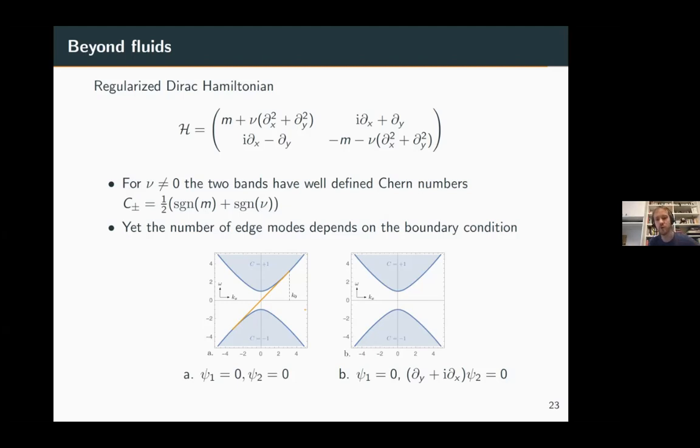And now if you look at the spectrum of this problem, then there are some boundary conditions where everything goes well, such as Dirichlet. So this is a 2x2 problem. So the wave function is psi1, psi2. And now there are some fancy boundary conditions, still self-adjoint, where the number of edge modes is 0 and the Chern number is +1. So it has completely vanished.